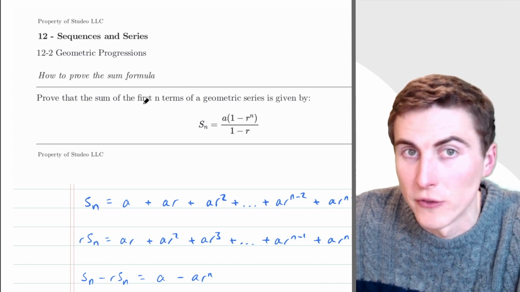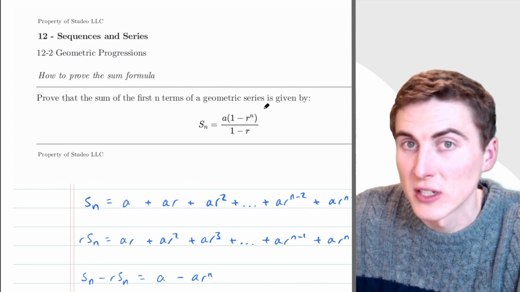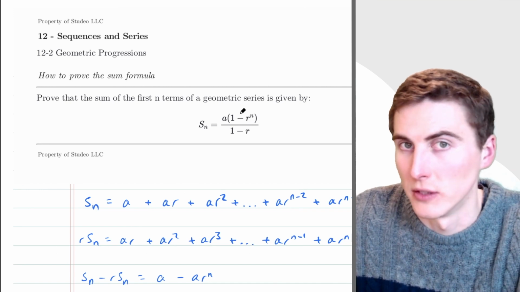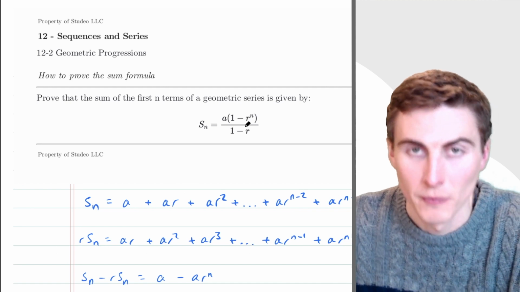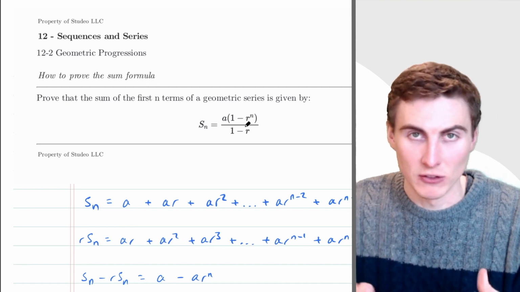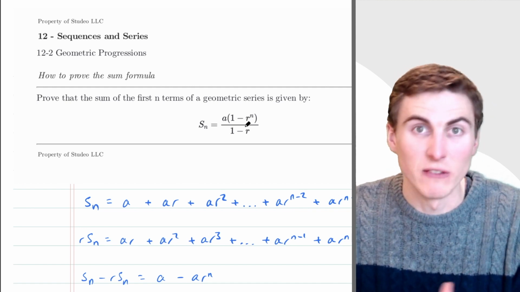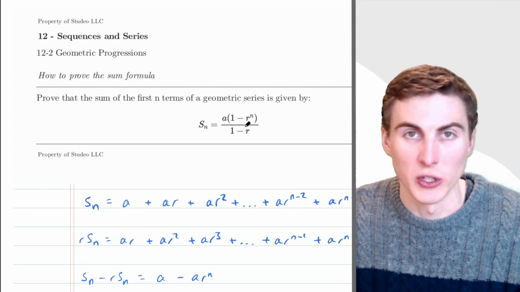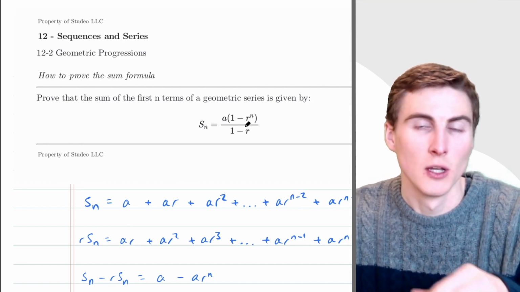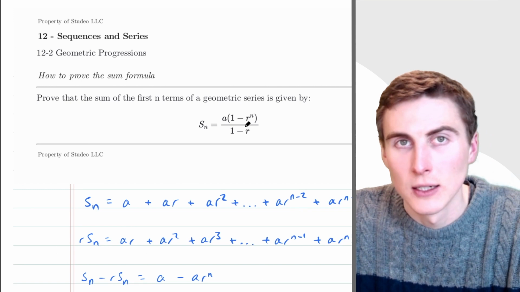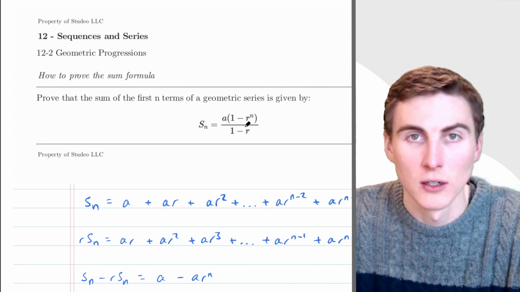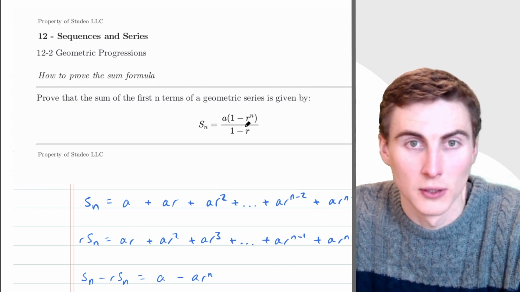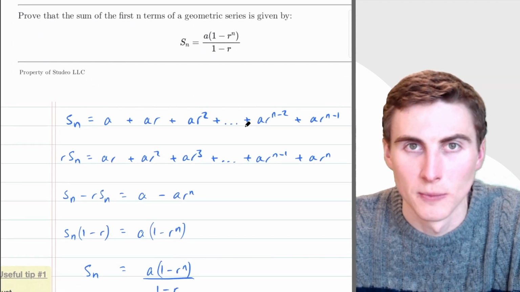Prove that the sum of the first n terms of a geometric series is given by this formula. So, how do we do that? Well, there's basically a very set series of steps you have to follow. You can't really deviate from them, there's no other way to show it, you just have to memorize all these steps. Which is kind of a pain, but the idea is if you understand why the steps are the way they are, then it's a lot easier to remember. So that's what we're going to try and do today.